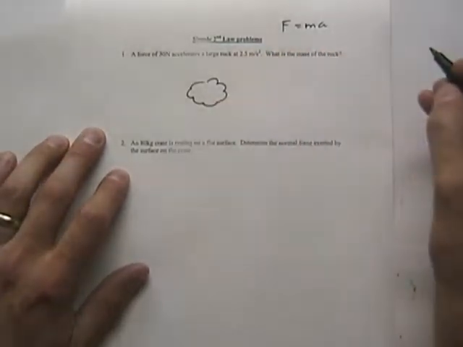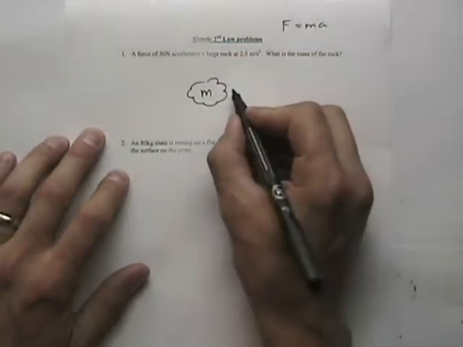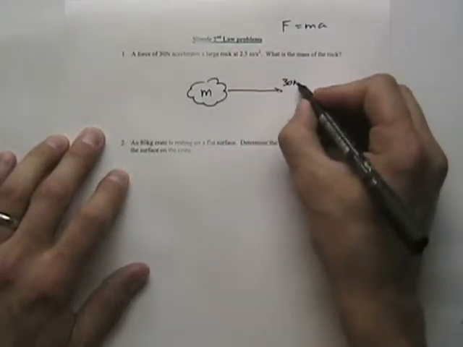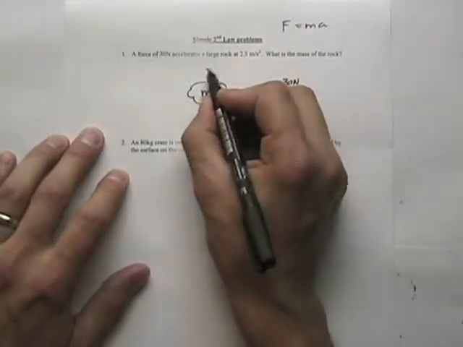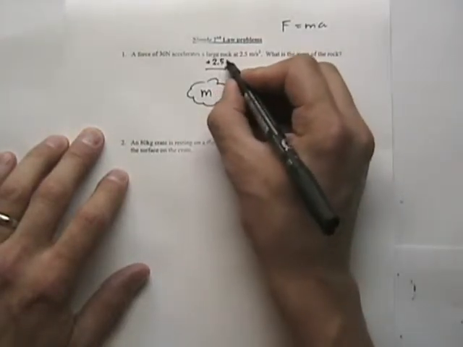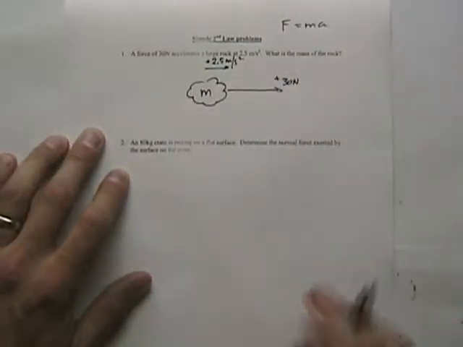So I'm going to draw myself a rock. I don't know the mass. I'm going to make the assumption that I'm forcing it at 30 newtons to the right, which means that it's going to accelerate that way at positive 2.5 meters per second squared. I'll call this positive 30 newtons.